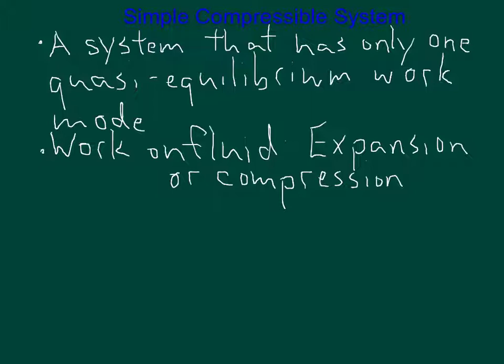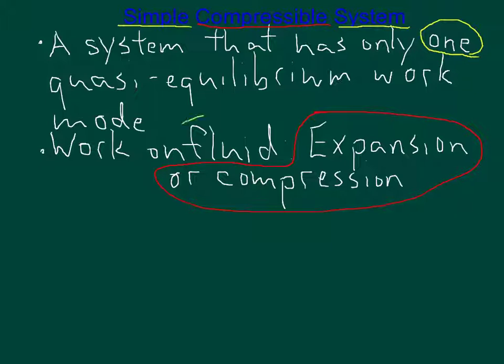So if we break this down, we're saying it's a simple compressible system. By saying it's simple, that means that we're only talking about one quasi-equilibrium work mode. By saying it's compressible, it's referring to the fact that that work mode is going to be expansion or compression. And in this case, the system we're referring to is going to be that fluid.